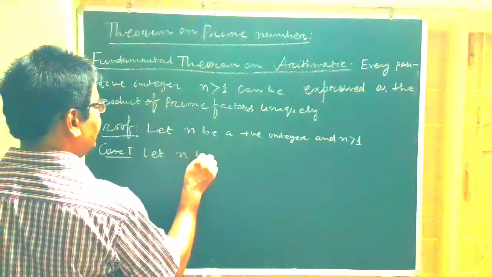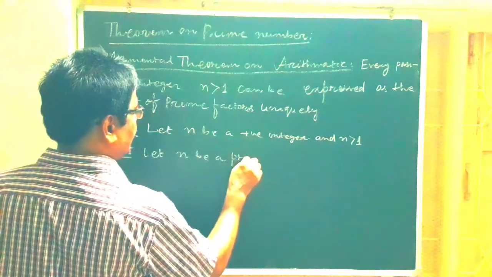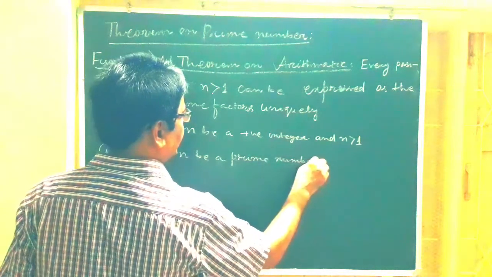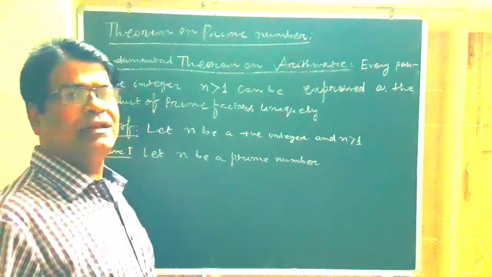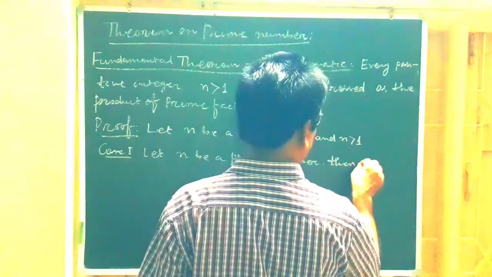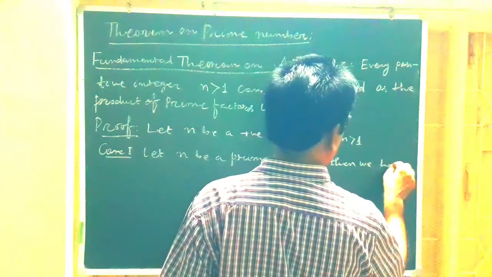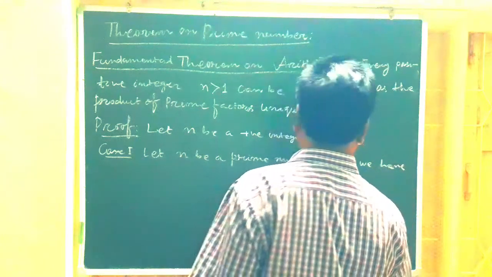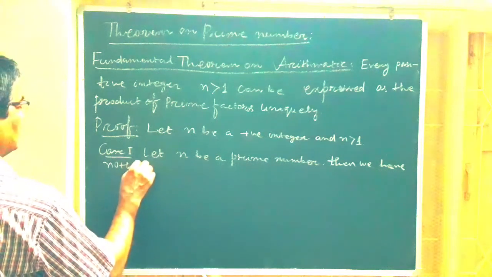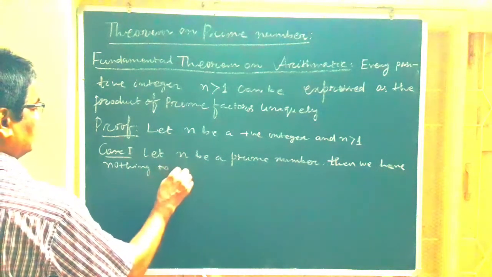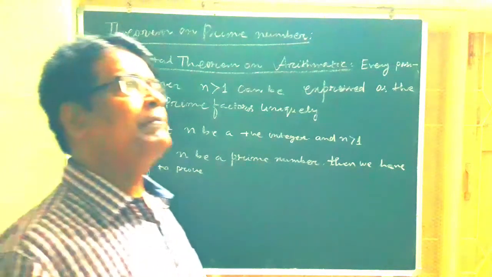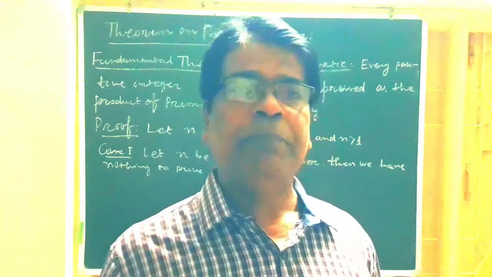Case 1. Let n be a prime number. Then we have nothing to prove, because n is itself a prime number, so it cannot be factored further.